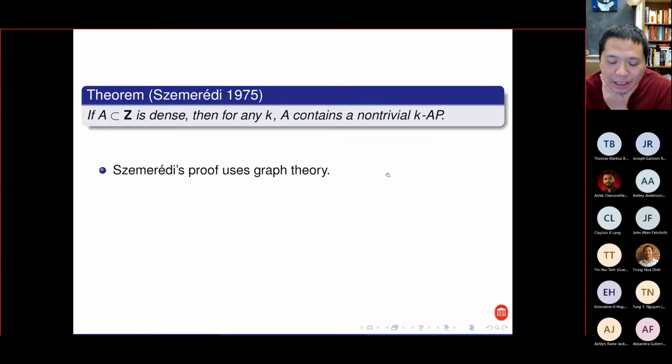I was at a conference where someone made a joke by saying that the number of people who understand Szemerédi's proof is pi. And someone pointed out that pi is not an integer. And then he corrected it by saying that it's the integer part of pi.